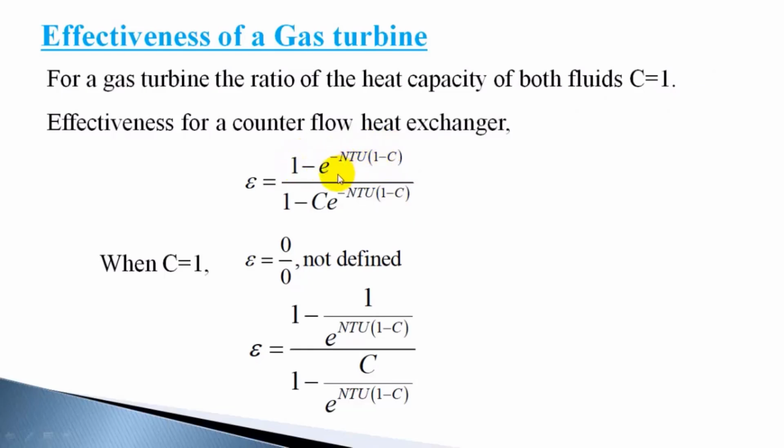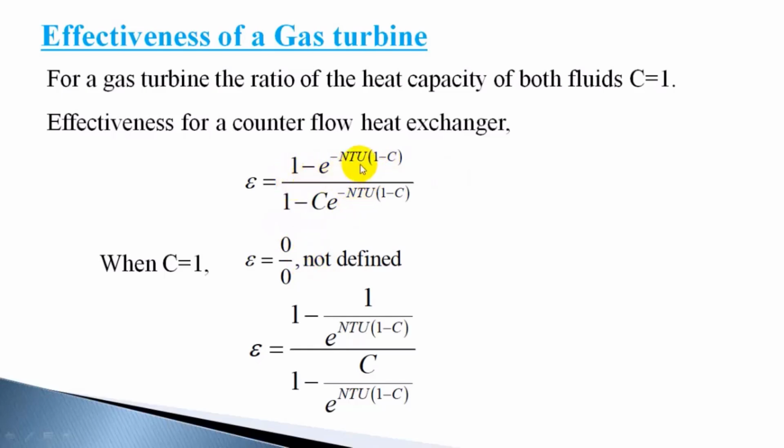So you get 1 minus 1 as 0 in the numerator. And when c is 1, this whole term will become e raised to 0, which is 1, and c is 1, so you get 1 minus 1 as 0. So in that case, you will get effectiveness as 0 by 0, which is not defined. So you cannot directly substitute c as 1 and find out the effectiveness in case of a counterflow heat exchanger. So you can rewrite this expression, modify these expressions.